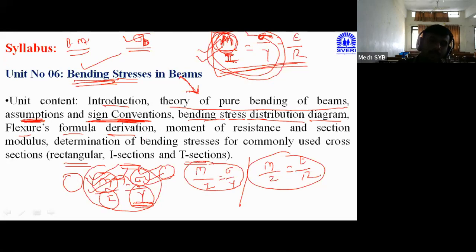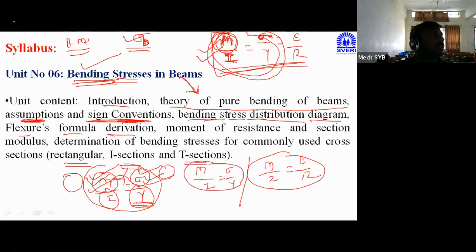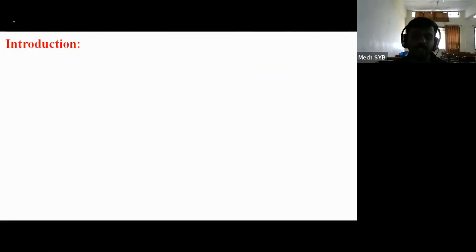Okay, so now we will have once again a little bit of introduction. Whatever the 4 standard cases we have discussed just now, I will explain all the cases once again while drawing the figures. Have you written the name of the chapter? Bending stresses in the beams. Yes, sir. Okay, so you can put the next heading, introduction, and I will draw the figures. You also draw those figures because it is very important for solving the numericals. So draw the figures.